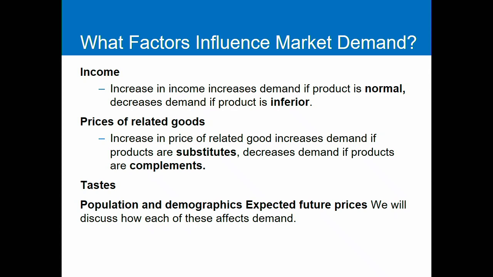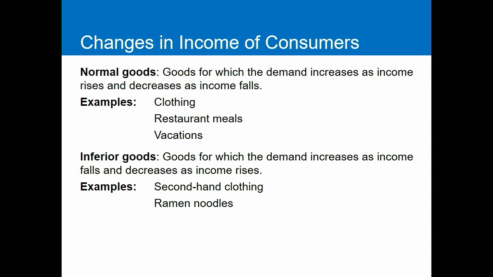So what are some of the factors that influence market demand? Obviously, there's more than just these, but these are the main ones that we'll be talking about. The first is income. Next is the price of related goods, so goods that you're going to buy with that particular good we're looking at. The tastes and preferences of consumers. Population and demographics, so the number of consumers you can possibly have. And the expected future prices.